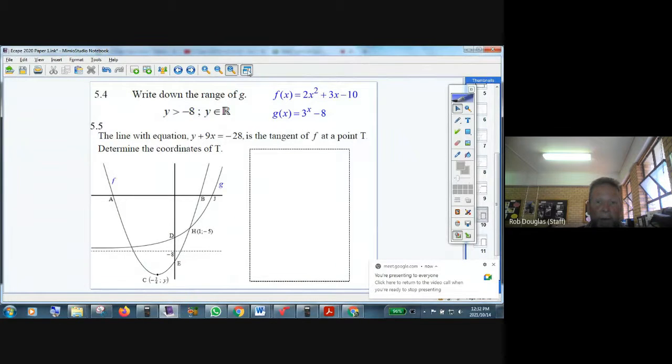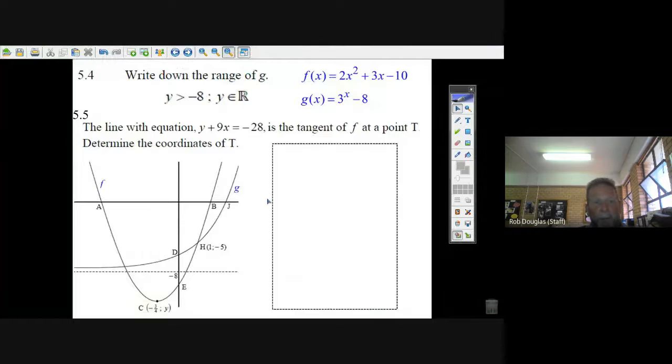Okay, we're going to do the next question here in this parabola question from the 2020 paper one, Eastern Cape paper. Let's just give it a shot here. It says, write down the range of g. Well, that's the exponential equation.